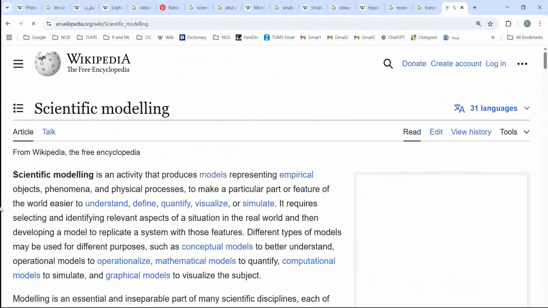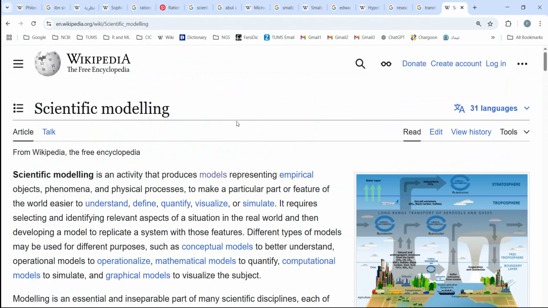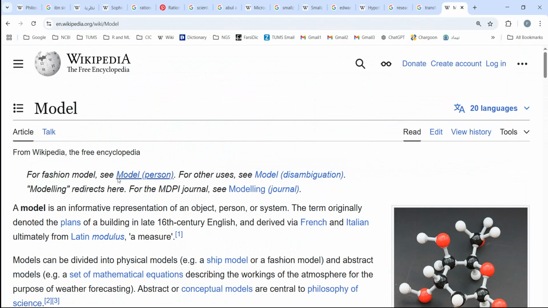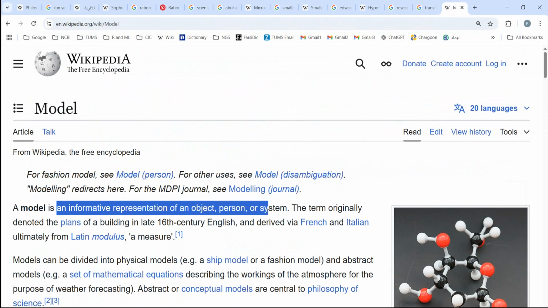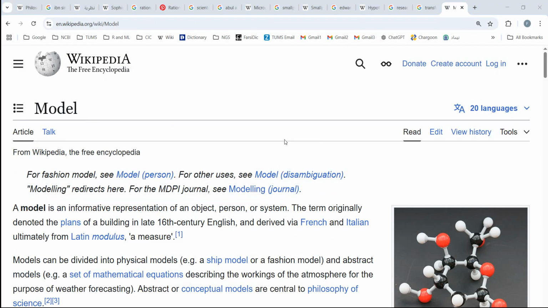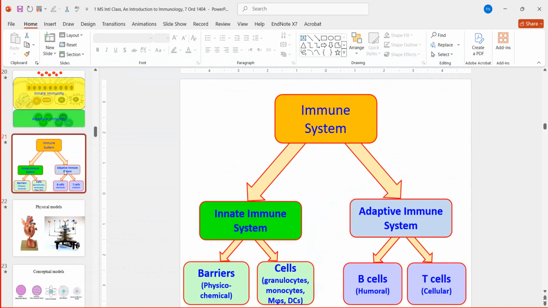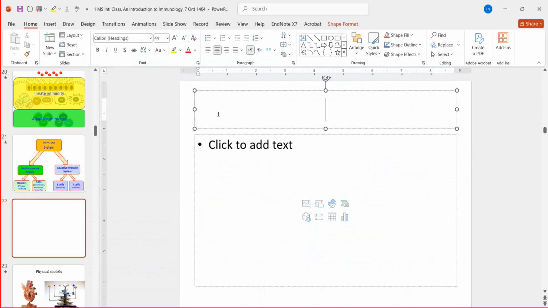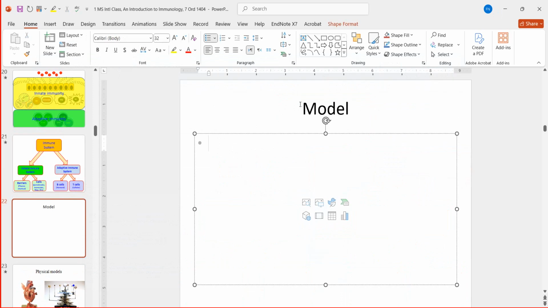What we can see from Wikipedia is an activity that produces models representing empirical objects. What is a model then? A model is an informative representation of an object, person, or system. So I sort of simplify it in this way. A model, this is very important. A model, and here we mean scientific model, not fashion models or something.